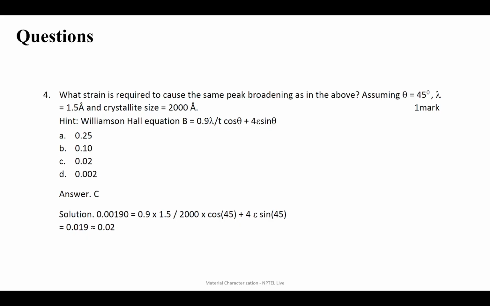So you have to use the same value as before, which is 0.0019 radian. Remember, in the equation B is in radians, not in degrees. So if you use 0.11, it will be wrong. You have to use the radian value, and then you put in the rest of the values, and the solution will come out to be around 0.019, which is 0.02.